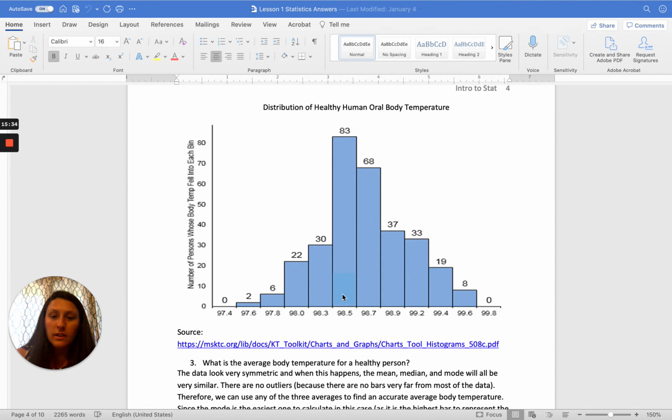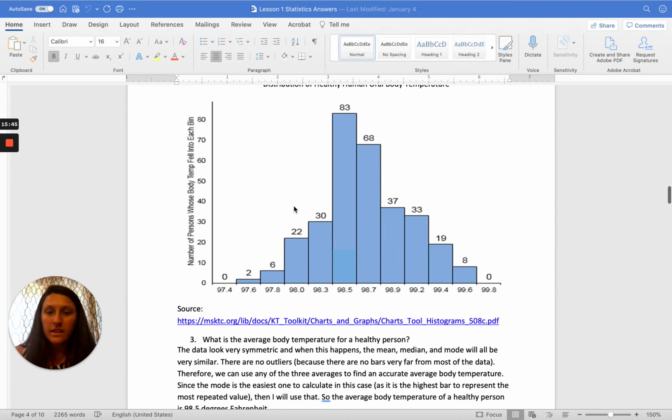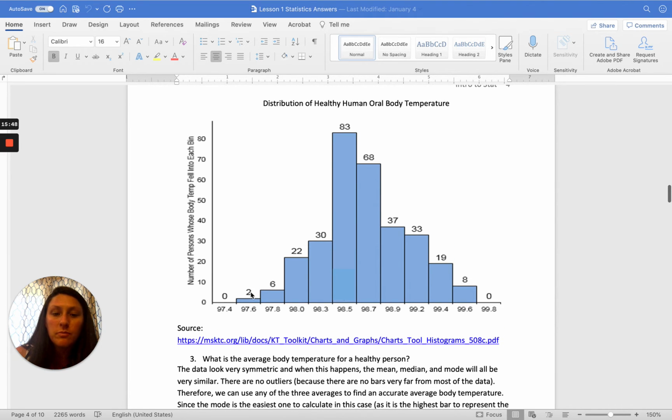So I would fall somewhere close to this 98.2. I would fall somewhere in here, whereas my husband would fall in this lower end. Like he's much lower. So this is called a histogram. So this is telling you two people have an average body temperature of 97.6, and 6 people have an average body temperature of 97.8. And 22 people are falling here, 30 falling here. So you can see, like, there's a lot of people that were asked this question, that were participating in this study. If you want to know the exact amount of people, you would add up these numbers: 2 plus 6 plus 22 plus 30 plus 83 plus 68.